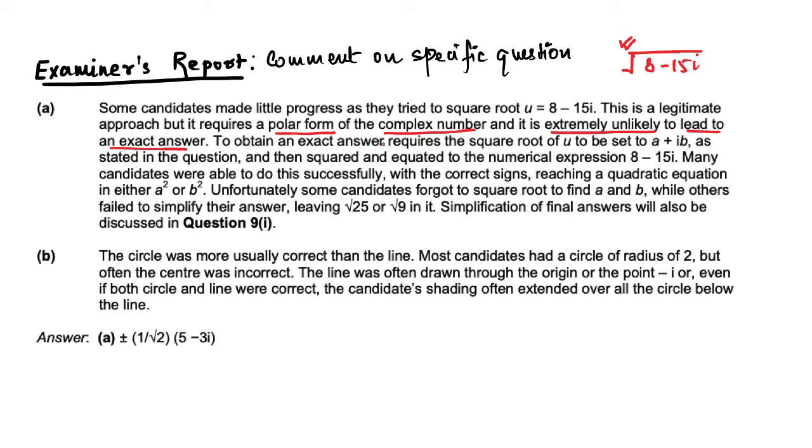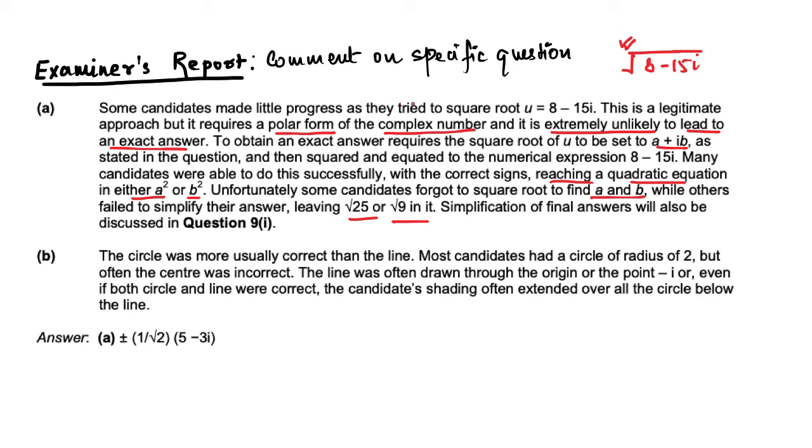So the best method is to obtain an exact answer, which requires the square root of this to be set up as a plus ib. So as we started, comparing, the square of this would be equal to 8 minus 15i. Now reaching a quadratic equation in either a squared or b squared, you can eliminate either variable. Unfortunately, some candidates forgot to square root to find a and b, while others failed to simplify their answer, leaving root 25 and root 9 in it. Simplification of the final answer will also be discussed. So what was the major thing?